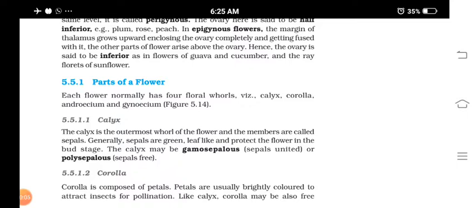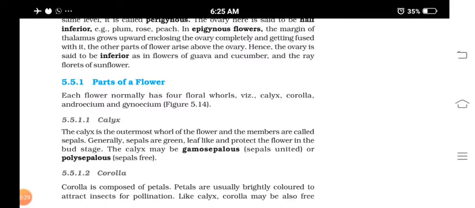So we were studying about the flower, isn't it? Today we are going to study the parts of a flower in detail. Each flower has four different whorls. Those whorls are calyx, corolla, androecium, and gynoecium. I have already explained.